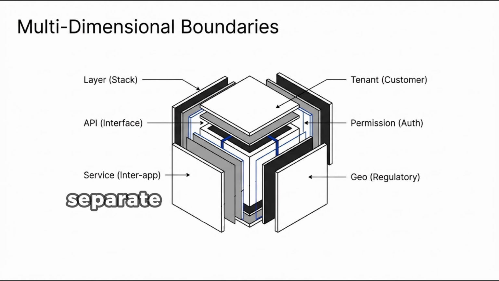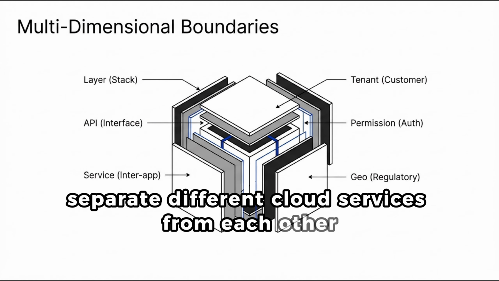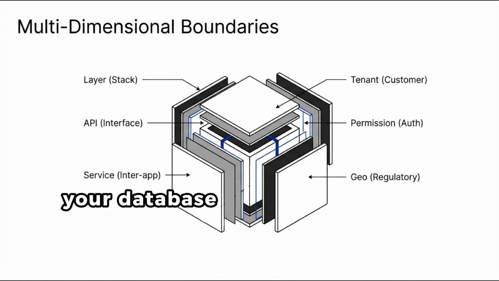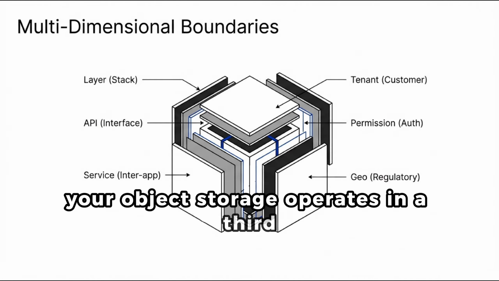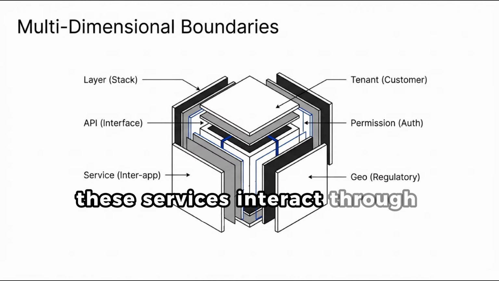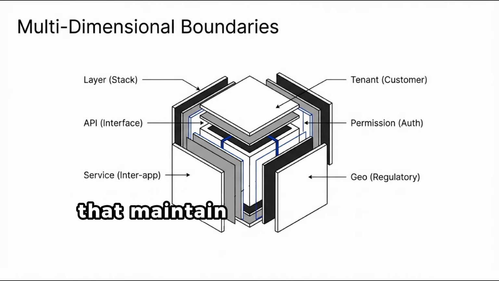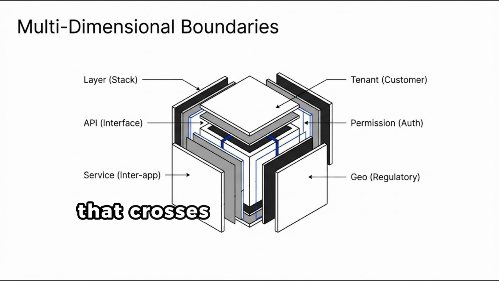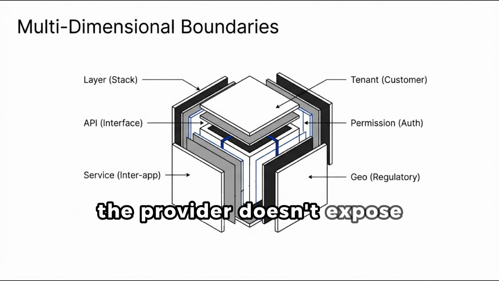Service boundaries separate different cloud services from each other. Your compute instances operate in one boundary. Your database service operates in another. Your object storage operates in a third. These services interact through defined interfaces but maintain internal isolation. You can't SSH into the VM that's running your managed database; that crosses a service boundary the provider doesn't expose.